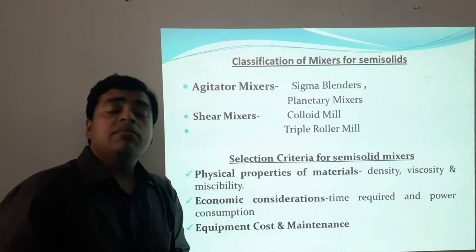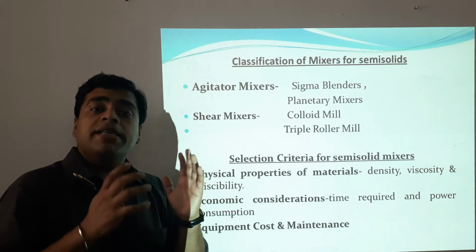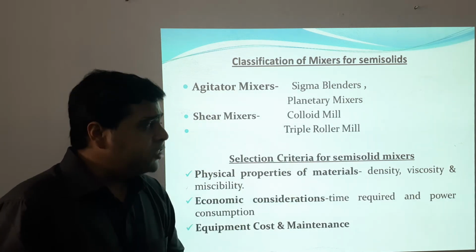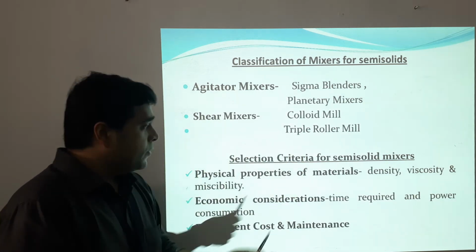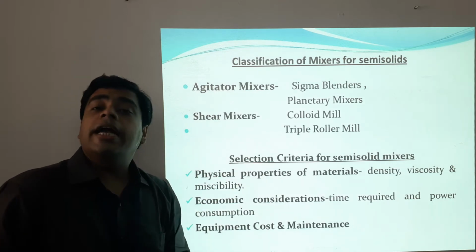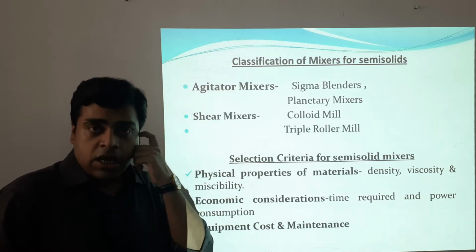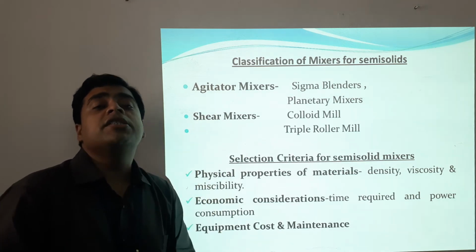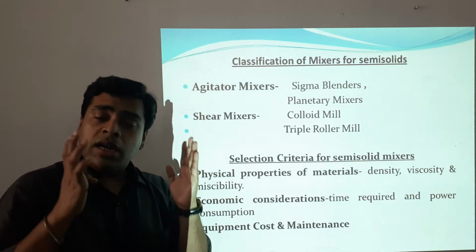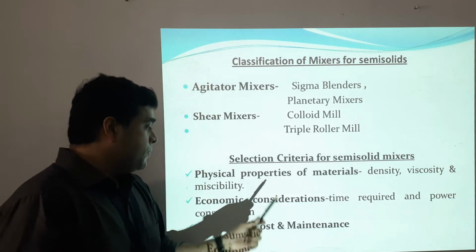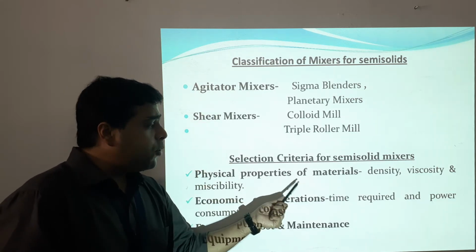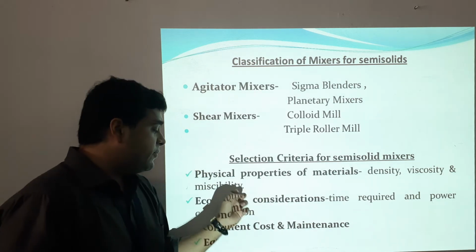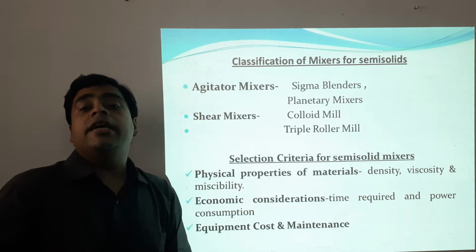Next, another important machine which is being used for mixing of semi-solid is a triple roller mill, that we'll study today. Next, what are the selection criteria for semi-solid mixer? How do we select which type of mixer or which category of mixer we need for our particular production of our semi-solid? That is again the physical property of the material, the density, the thixotropy, the viscosity, as well as the miscibility of the ingredients.